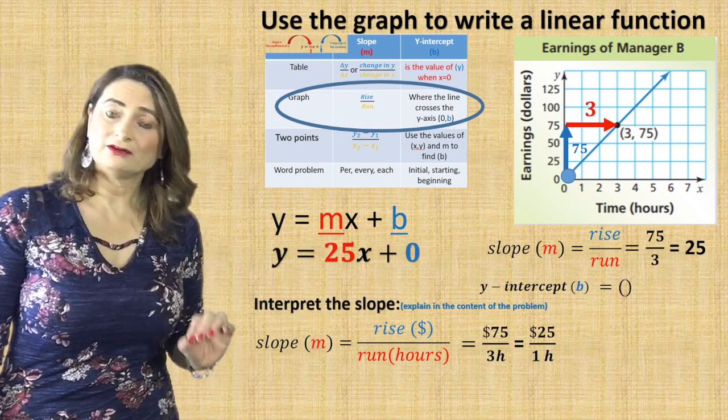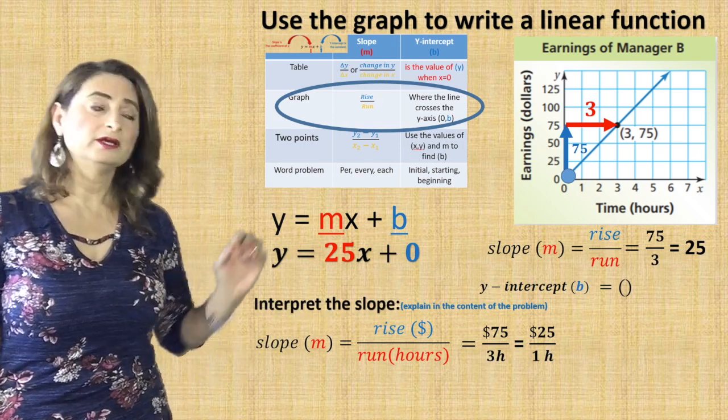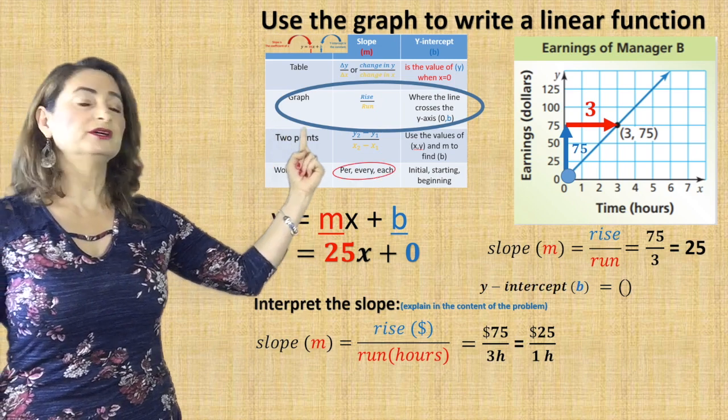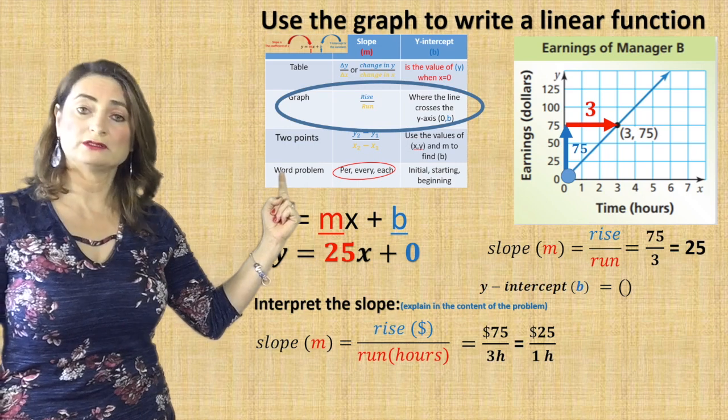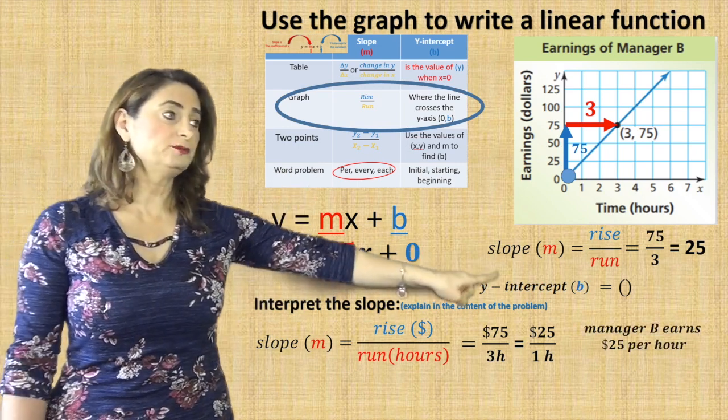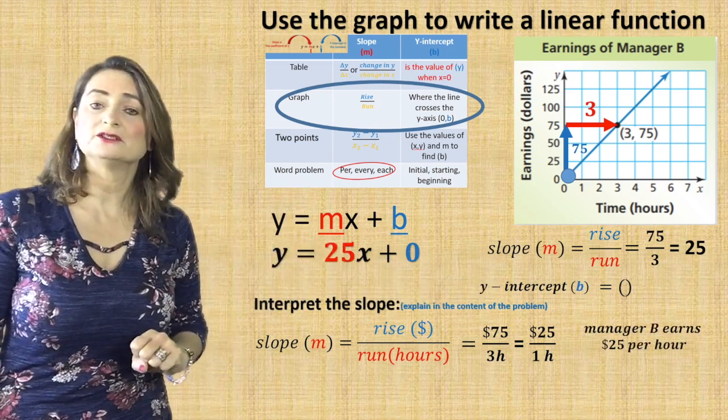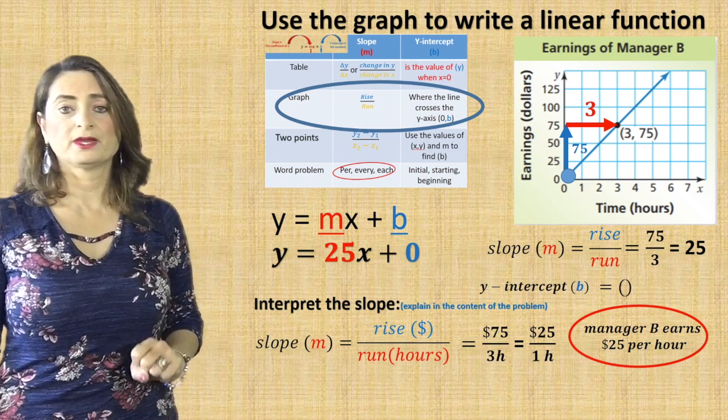Now to explain or interpret the slope in words, you use the word per, every, or each. Use those words to explain what the slope is. So the manager B earns $25 per hour.